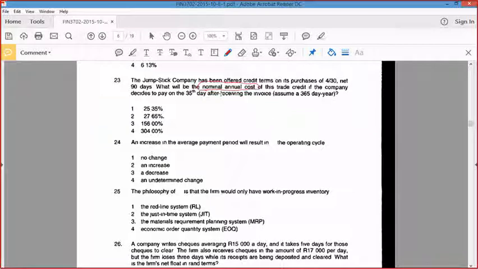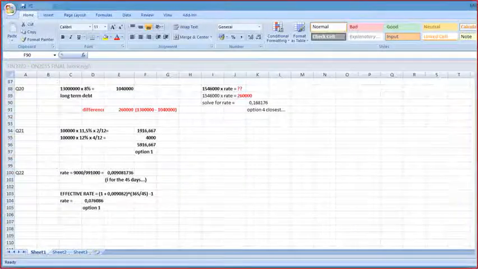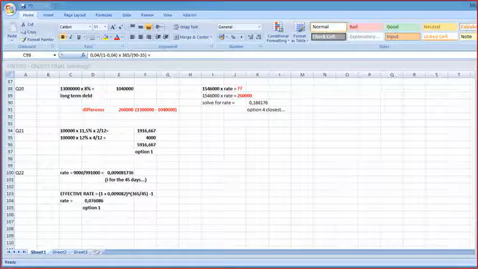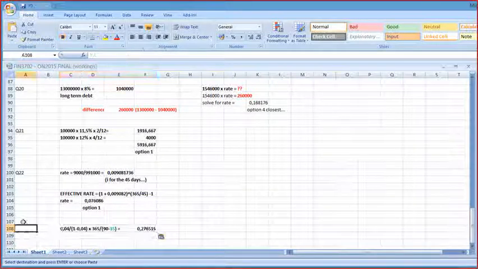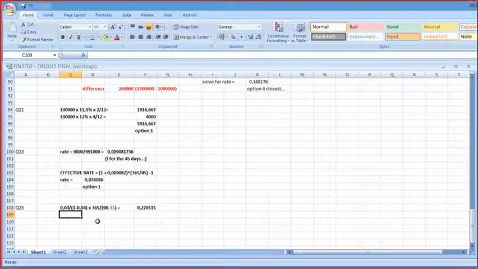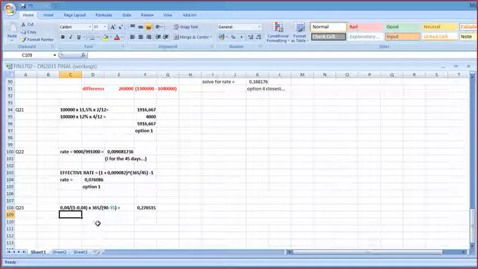Okay, the net was 90 days. So the days that are forgone would be the difference. Yeah, the difference would be the amount. So let's write down that formula. Question 23. Okay, 4% discount times 365 over 90 minus 35.